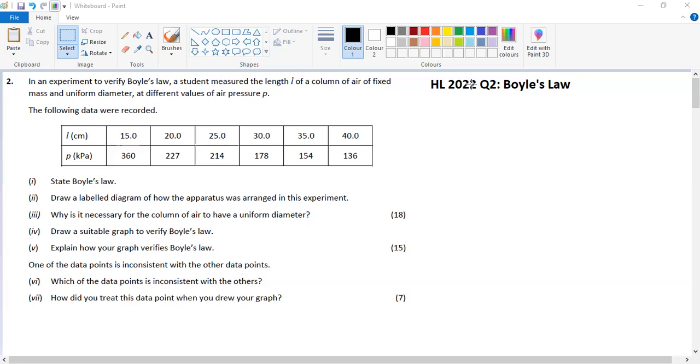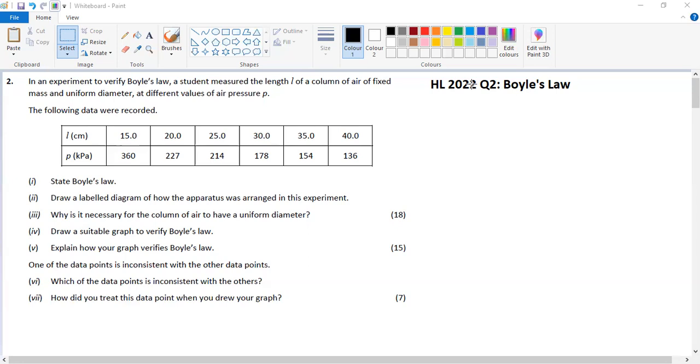We're in our exam hall. We've been given the paper and we're having a look at it to see if this is a question that we'd like to attempt. So we're going to have a read through and see what we make of it. In an experiment to verify Boyle's law, straight away telling you what experiment they're talking about, a student measured the length L of a column of air of fixed mass and a uniform diameter at different values of air pressure P. The following data were recorded. And this is very common in experiment questions. You'd be given a table with lots of data points that a theoretical student recorded from their experiment.